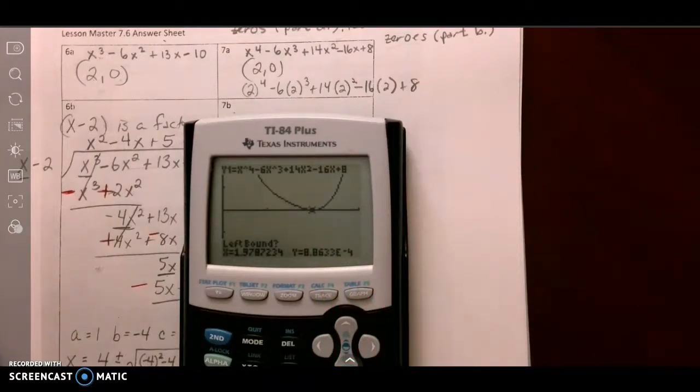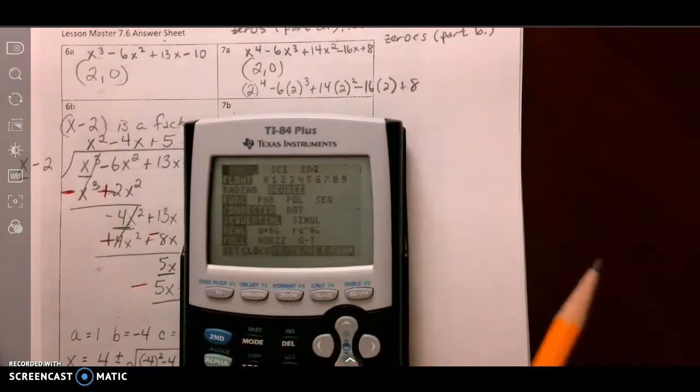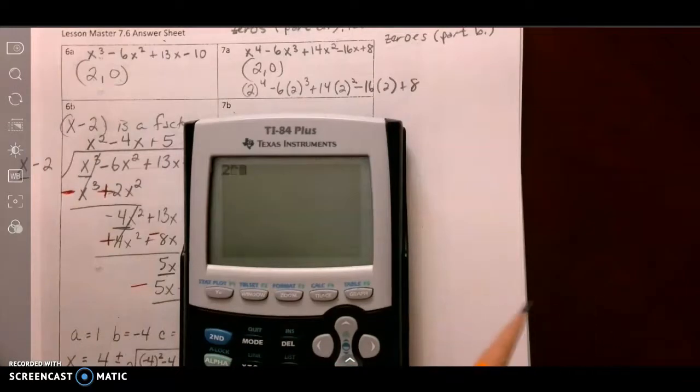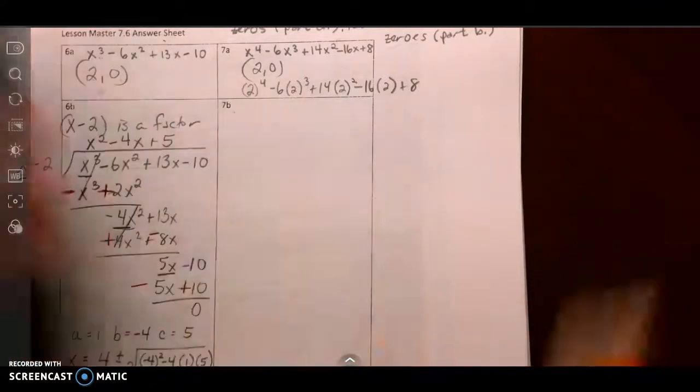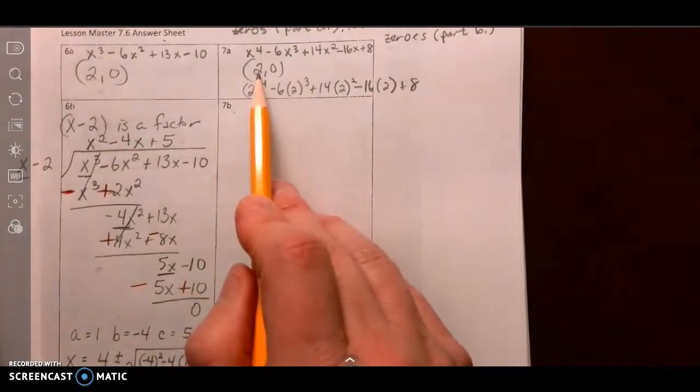So let's check. I'm going to go to my 2 to the 4th minus 6 times 2 to the 3rd plus 14 times 2 squared minus 16 times 2 plus 8, and I get 0. So yes, this right here is a 0.